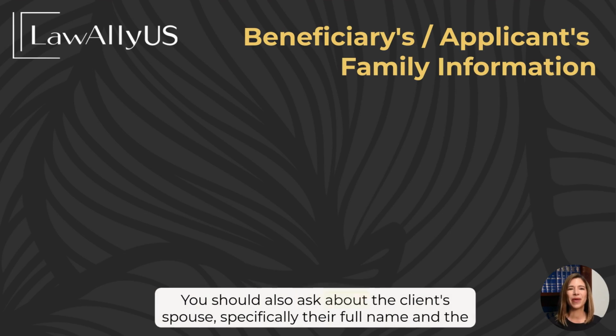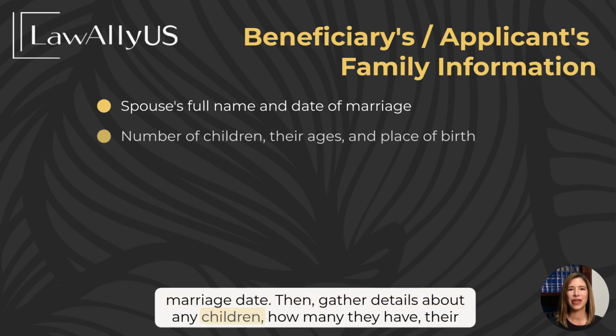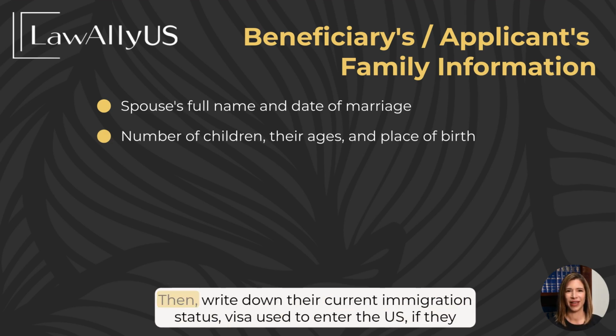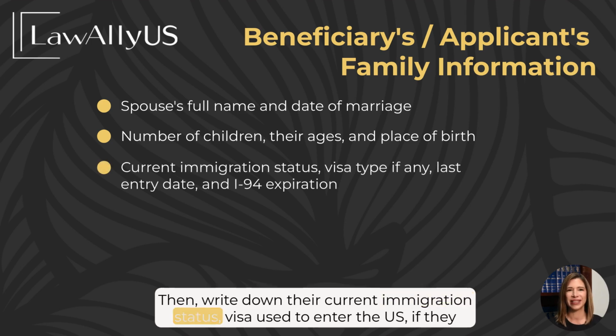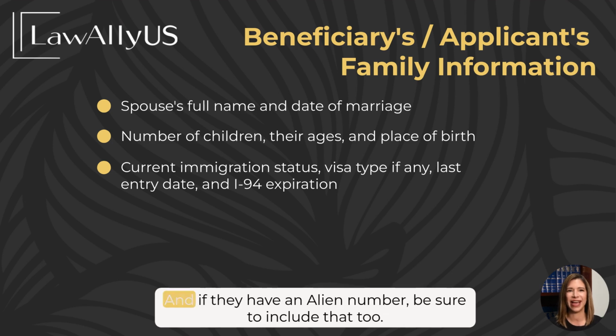You should also ask about the client's spouse, specifically their full name and the marriage date. Then gather details about any children, how many they have, their ages, and where each child was born. Then write down their current immigration status, visa used to enter the U.S. if they used one, their last entry date into the U.S., and the expiration date on their I-94. And if they have an alien number, be sure to include that too.